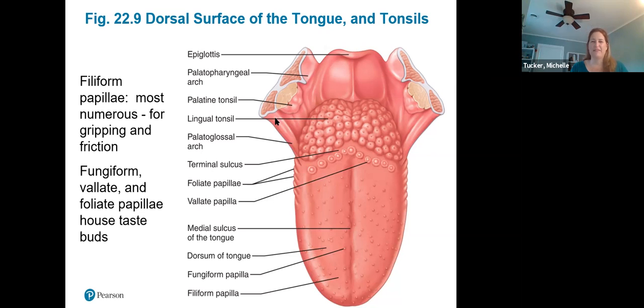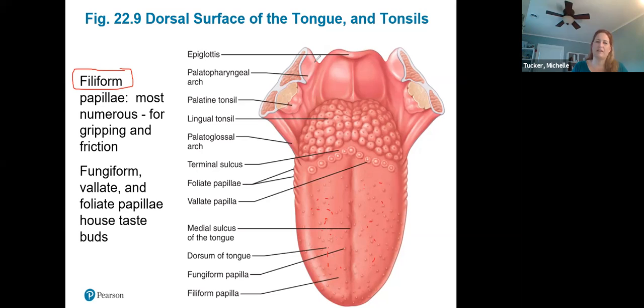Okay, so moving on to taste buds, and these are 3 of the 4 types of papillae. So papillae are little protrusions of tissue on the surface of the tongue. There are 4 sets of papillae. The filiform are small but they are numerous. So they're going to be everywhere on the tongue. They're these little things all over the tongue. And their purpose is for friction.